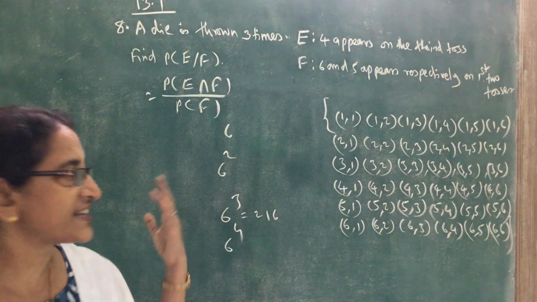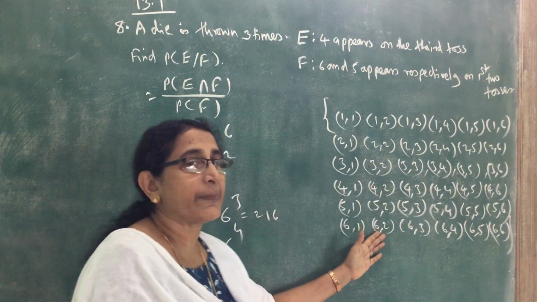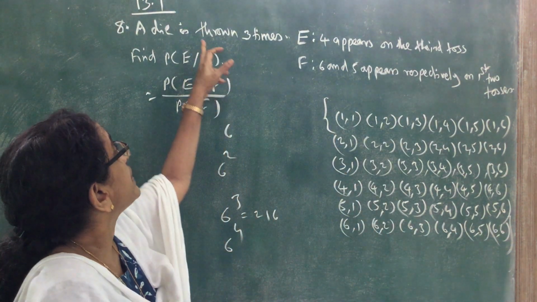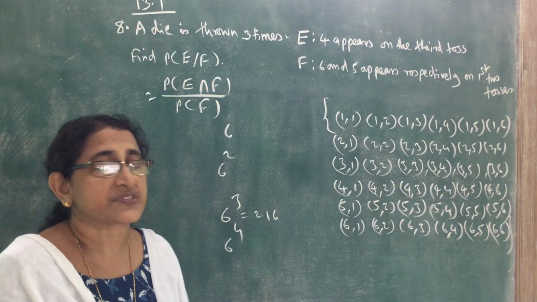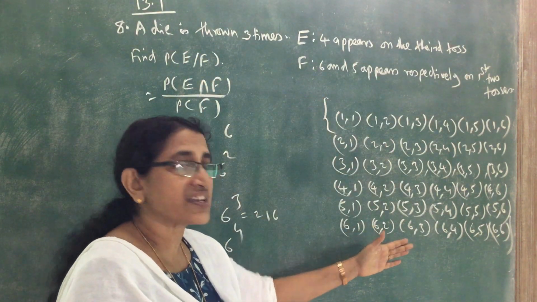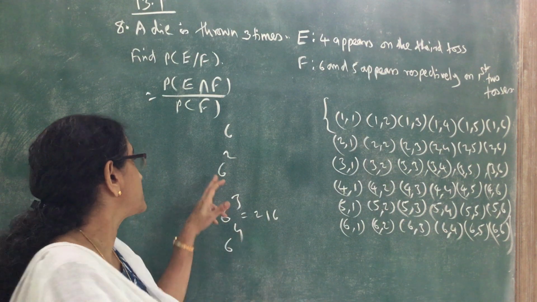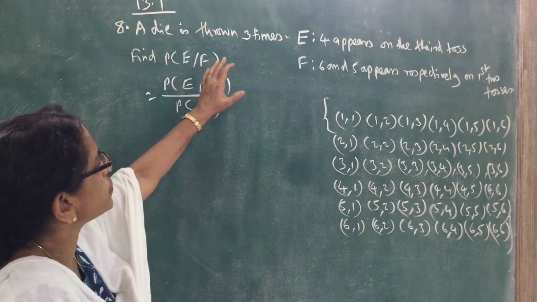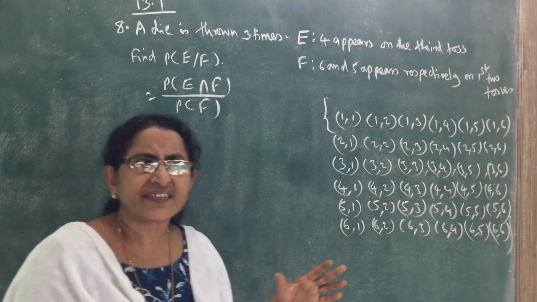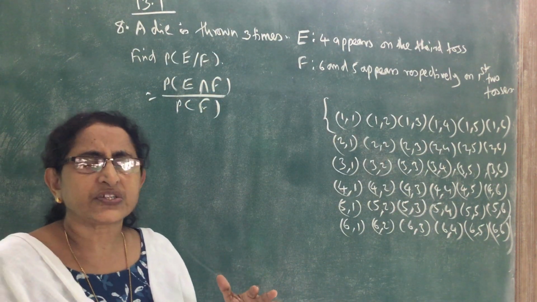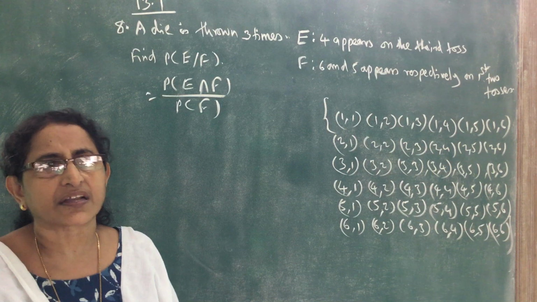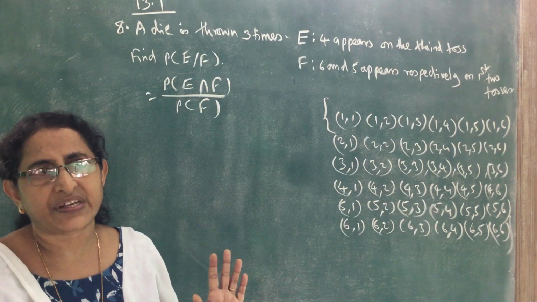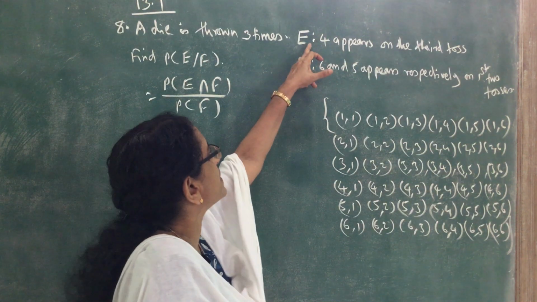For that, to understand it, I wrote the sample space of the experiment where a die is thrown 2 times. In this case there are 36 sample points, 6 raised to 2. Now, there is no need to write the sample space because there are 216 elements, but we have to write the events E and F.